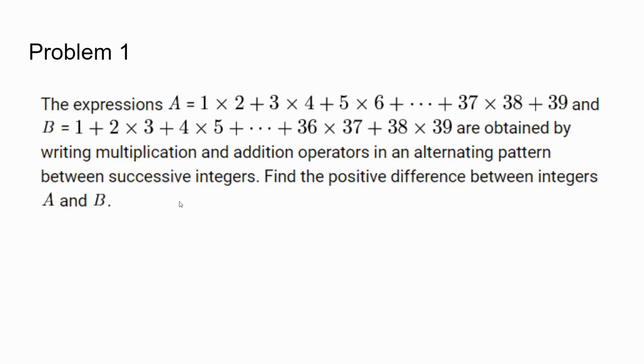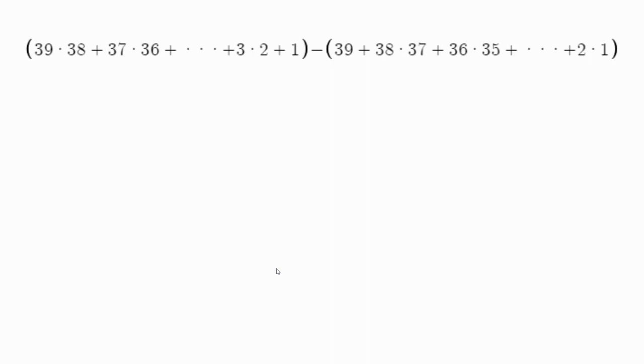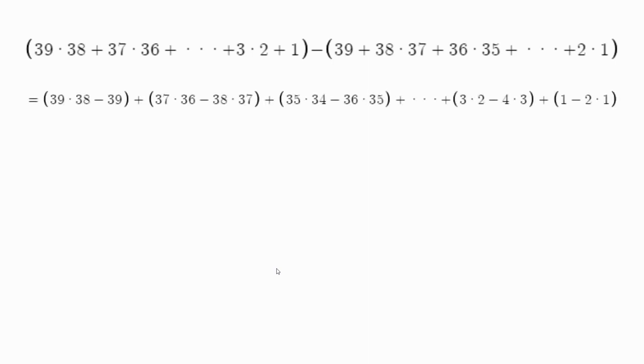Now, when you look at them, you'll see that B has 38 times 39, 36 times 37, while expression A starts with 37 times 38, and it'll have 35 times 36. So we can sort of intuitively see here that B is going to be bigger than A. So we start by just writing down B minus A, and then we try and group together some like terms.